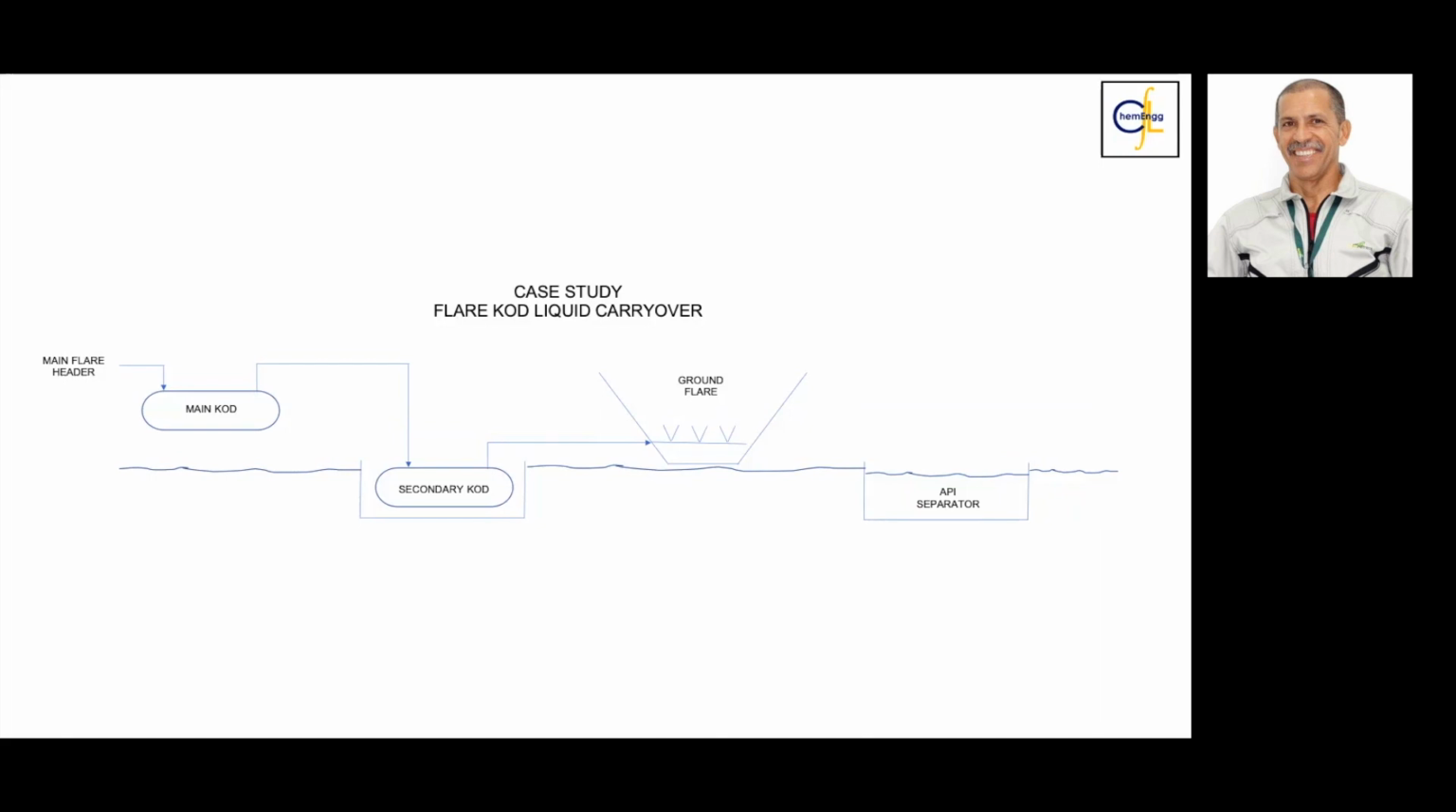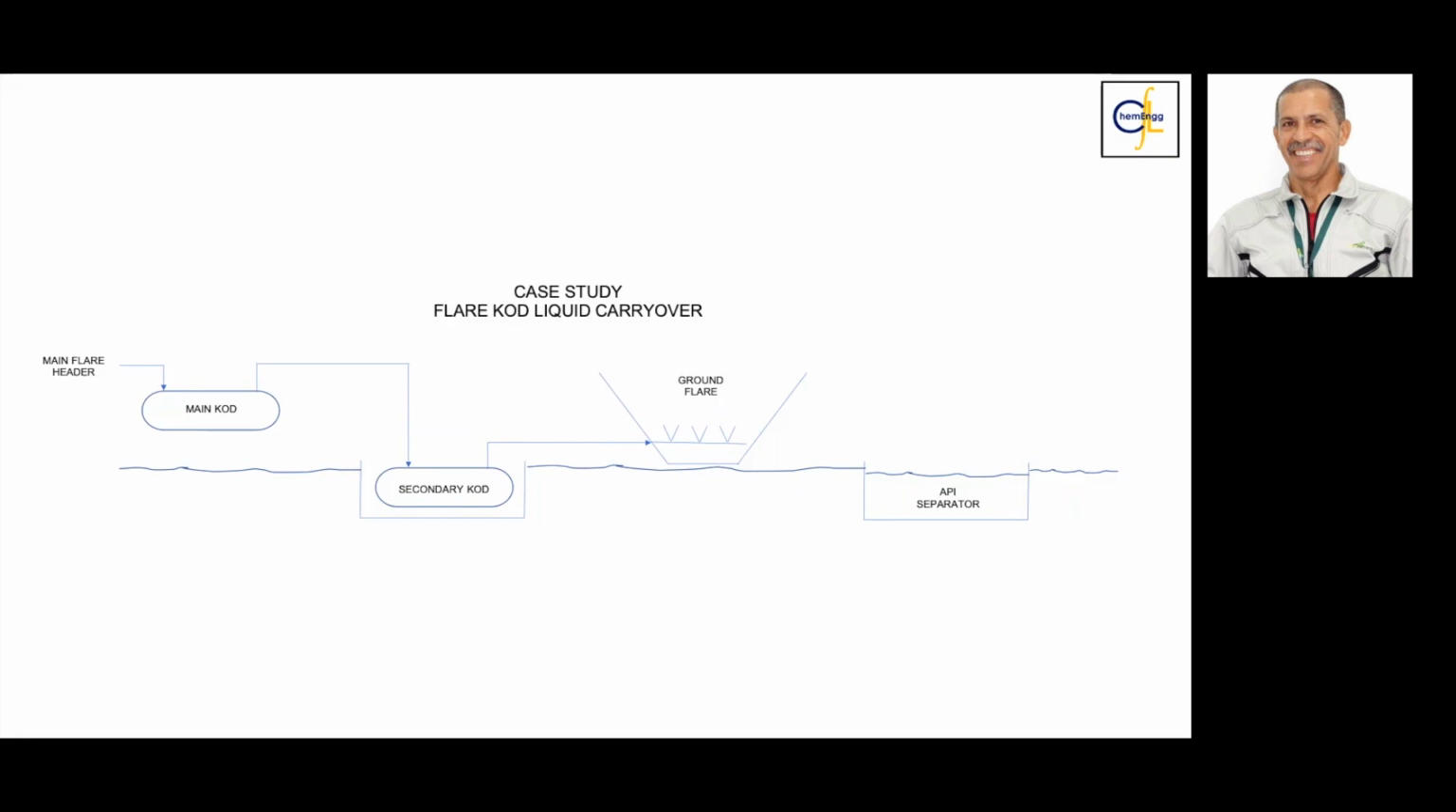Okay, this main knockout drum is linked to the flare header from the process plants in the refinery. But they have maybe 5 or 6 relief systems going to the ground flare as well, but there are several other plants.